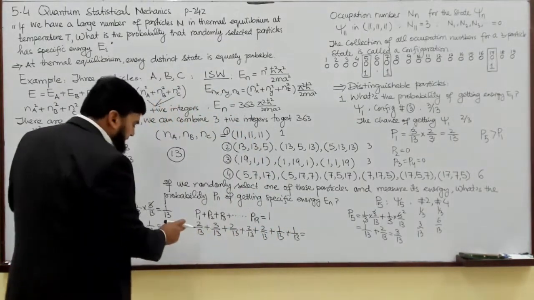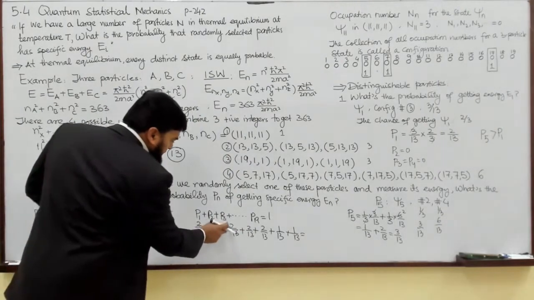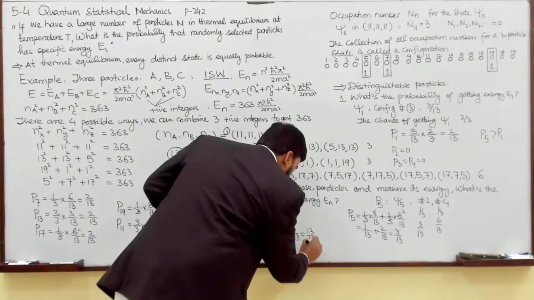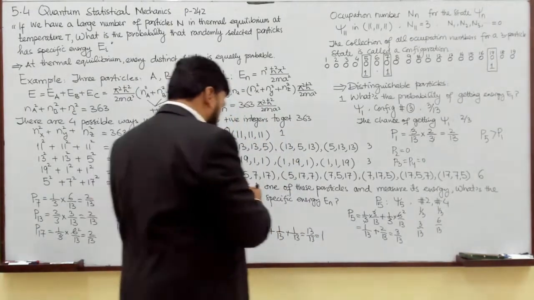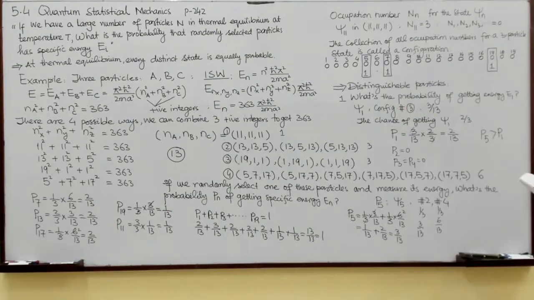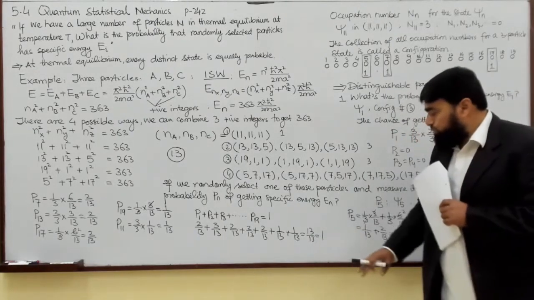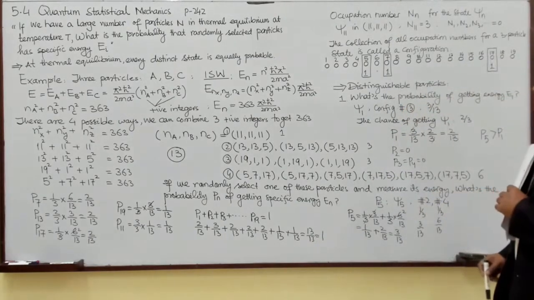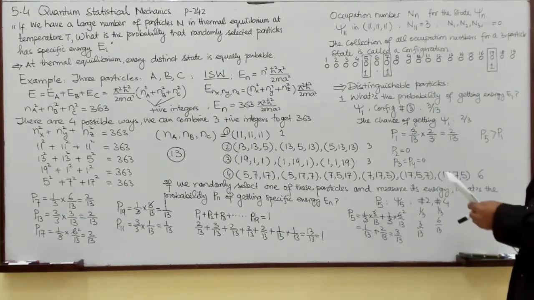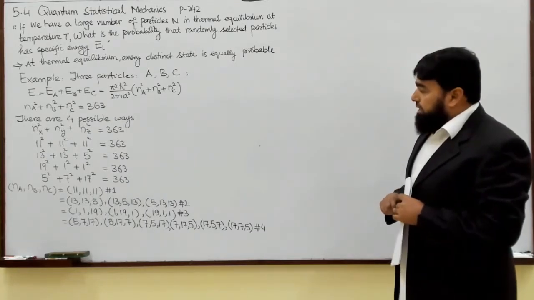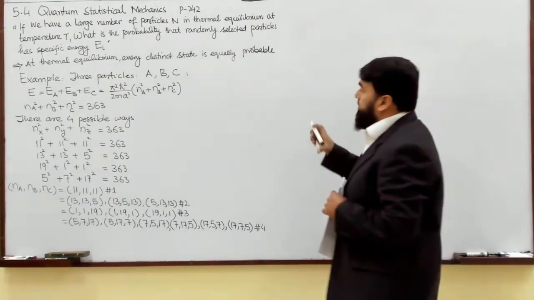And now let's add up. 2, 3, 5, 6, 7, 8, 9, 10, 11, 12, and 13. So 13 by 13, and it will give us 1 here. So of course, all the probabilities will sum up to 1. And now we consider the case of identical fermions, that what will be the situation there.